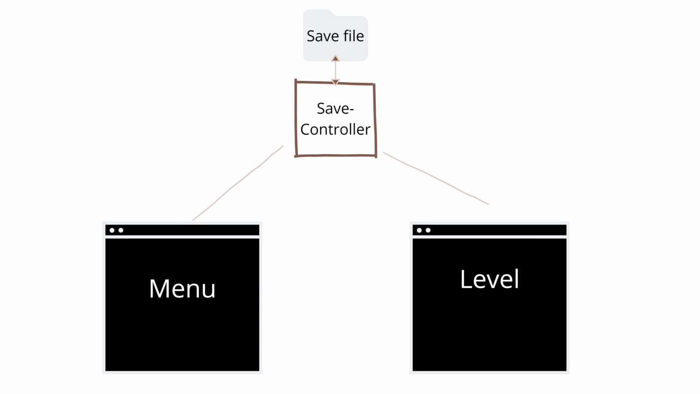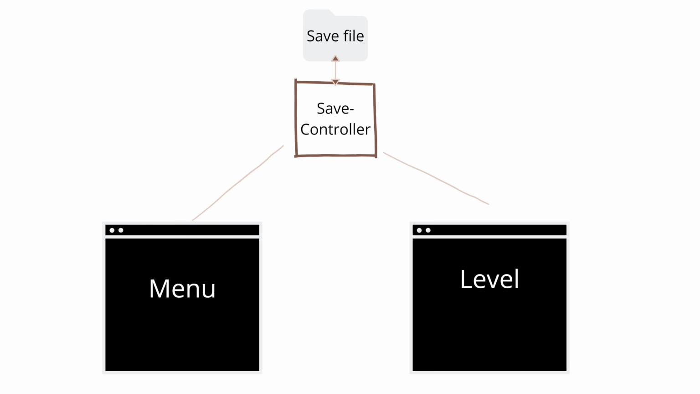Now, if that choice is made in the menu, I want it to also, of course, persist in the level. So when the player moves from the menu to the level to actually play the game, having chosen one character, well, the level should know that that's the character in play, and it should know how many coins the player might have collected overall, and so on.